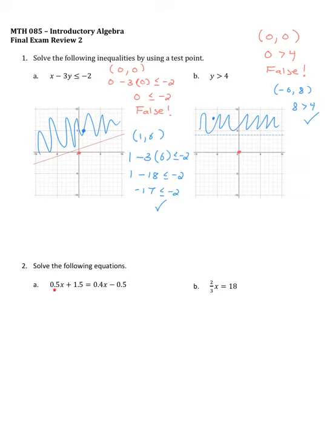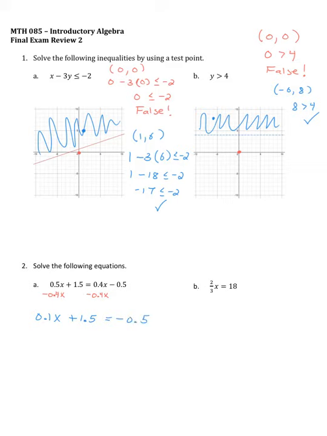In 2a, I want to solve this equation for x. You could multiply both sides by 10 to eliminate the decimals, but I'm simply going to approach this problem by subtracting 0.4x from both sides of my equation as my first step. 0.5 minus 0.4 is simply 0.1x, plus 1.5 is equal to negative 0.5.